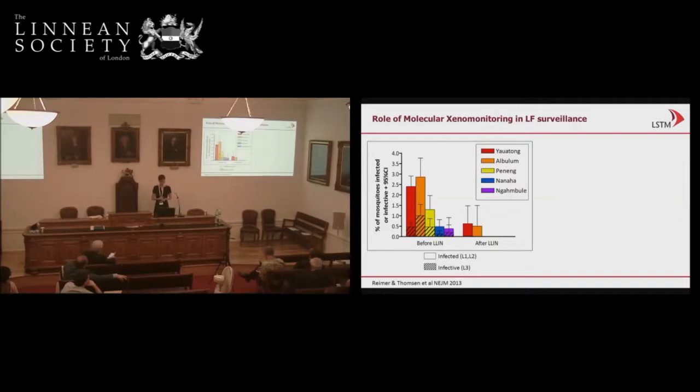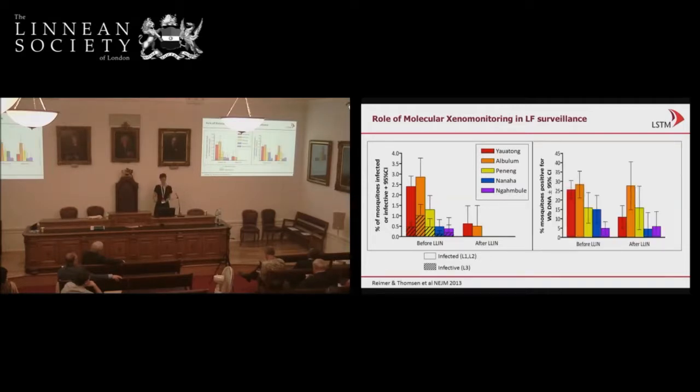And then after the nets went out, we found in 3 of these villages, we didn't find any mosquitoes with developing larvae, and we found very few mosquitoes in those other 2 villages. None of them were infective. So this tells us that currently there is very little, there's undetectable transmission.